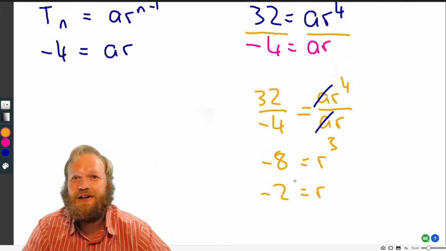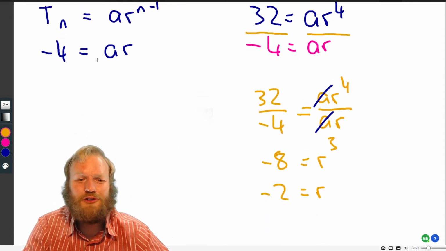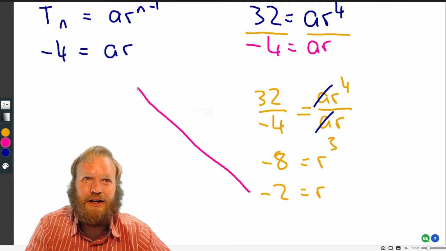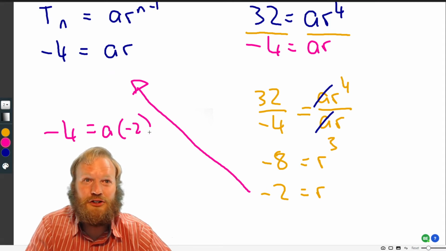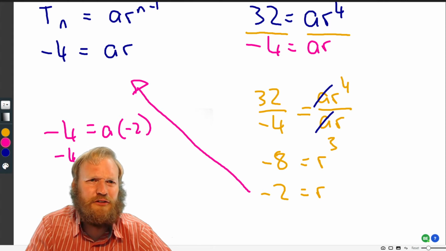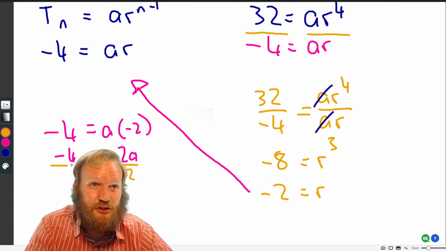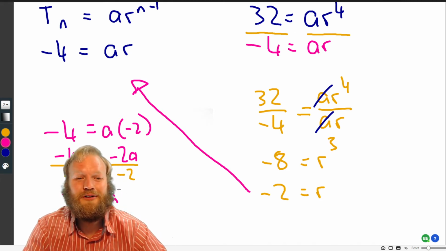Okay, well, we want to find out what A is. So let's sub into one of these formulae. I'm going to go for this one because it looks a whole lot easier. So -4 equals A, replacing R with -2. So -4 equals -2A. Just showing a few extra steps. We don't need them. Divide by -2, divide by -2. So A equals 2.